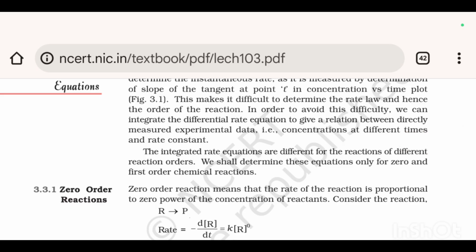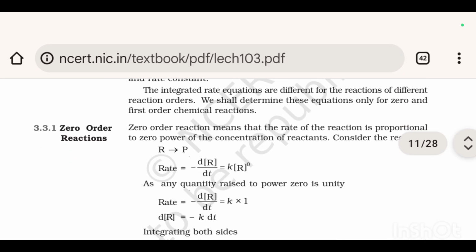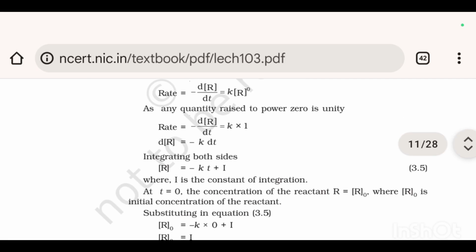Now we shall discuss zero order reactions. Zero order reaction means that the rate of the reaction is proportional to the 0 power of the concentration of the reactant. Consider R gives product, and rate equals minus d[R] upon dt equals k[R] raised to power 0. As any quantity raised to power 0 is unity, rate equals minus d[R] upon dt equals k into 1. So d[R] will be minus k dt. Integrating both sides, we get [R] equals minus kt plus I, where I is the constant of integration.